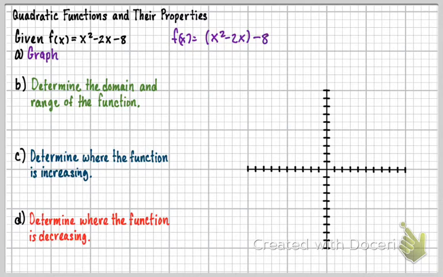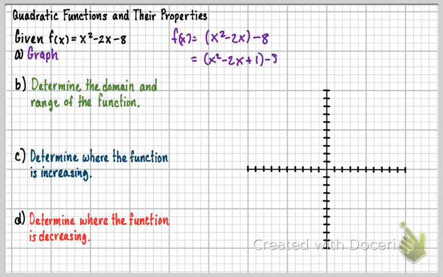Fix my 8 there. So I'm going to take half of b and square it, and that's going to give me a 1. So I need to add a 1 in there. Now there's no multiplier on it, and that makes it really nice to work with here. So I'm going to have to add that 1 in there. So that's going to result in x squared minus 2x plus 1.